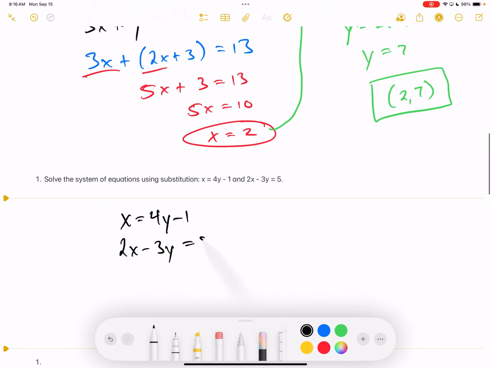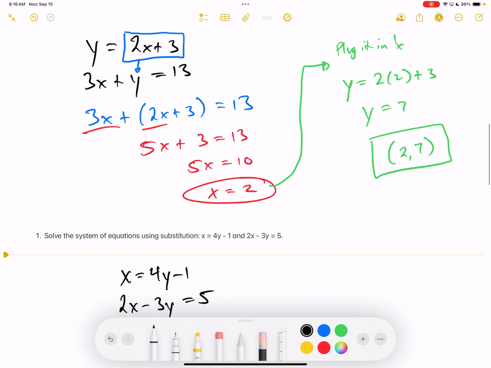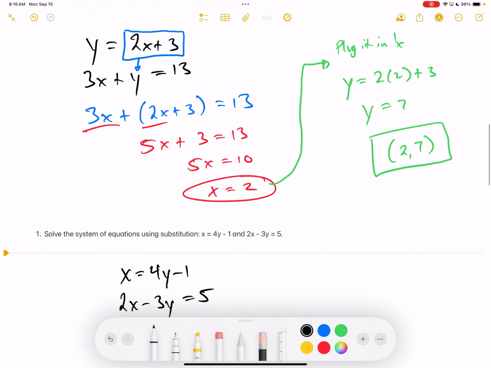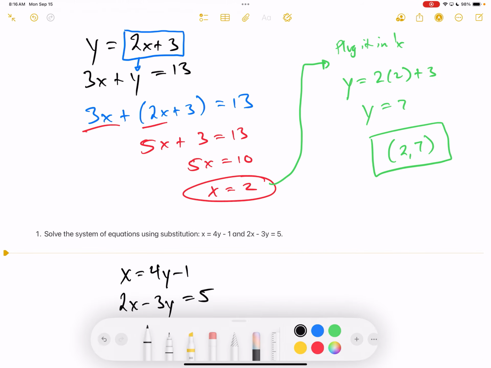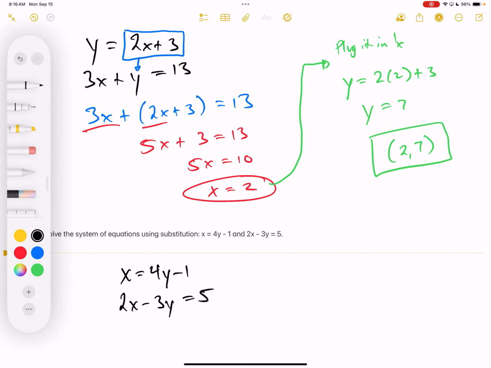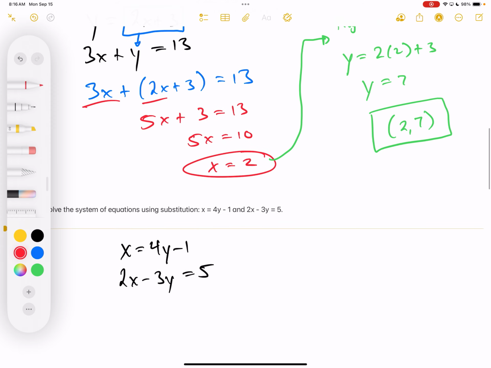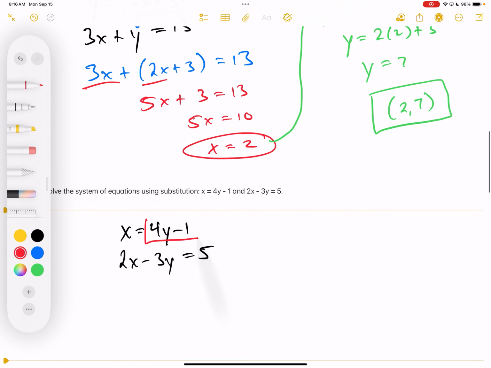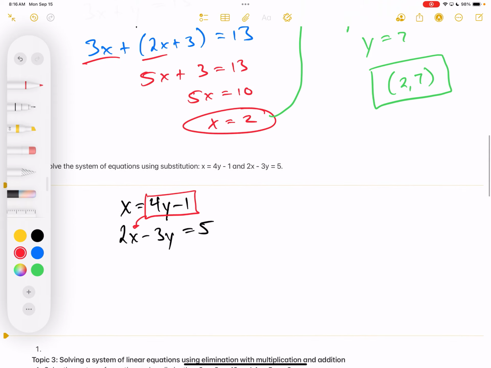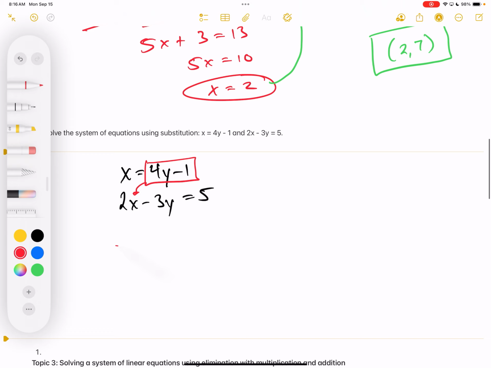Again, I usually only like to teach one method of doing things because I don't want to have multiple methods of doing things for you because it gets confusing. But in this scenario, it is easier to use substitution only if the variable is already solved for. So this one, the x is already solved for. So I know x equals 4y minus 1, so I can take it and plug it into that x right there. So instead of writing x, I write what x is equal to, 4y minus 1. And now I have an equation with just y's in it, and I can solve that.